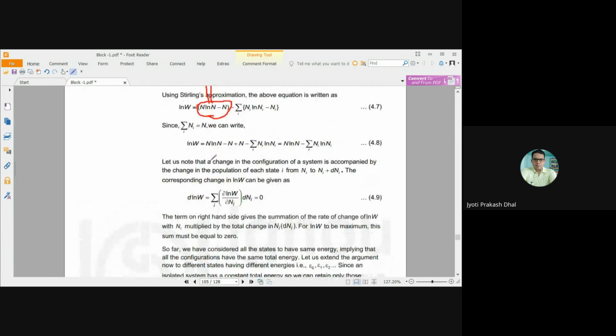And again, we know that summation of ni equals N, and hence we can write the expression ln W equals N ln N minus N plus N minus summation of ni ln ni. So N will be cancelled out, and the final value will be N ln N minus summation of ni ln ni.